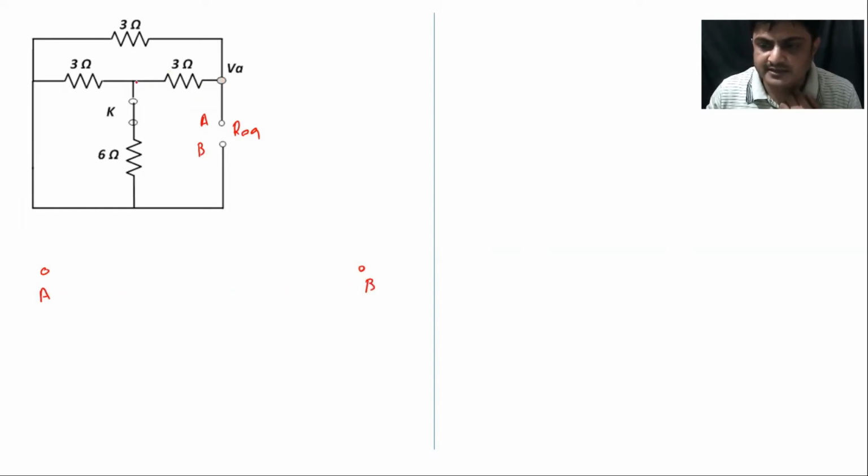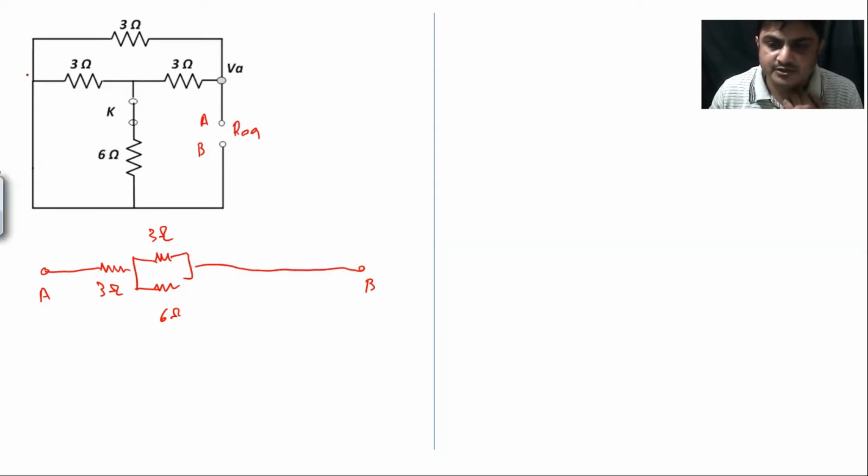At terminal A, there is one resistance, let us say 3 ohm, connected. After that, there are two branches, one is 3 ohm and the second one is 6 ohm, and they are combined together and connected to the B terminal. Also, between the A and B terminals there is another resistance, that is 3 ohm. Let me draw it here.